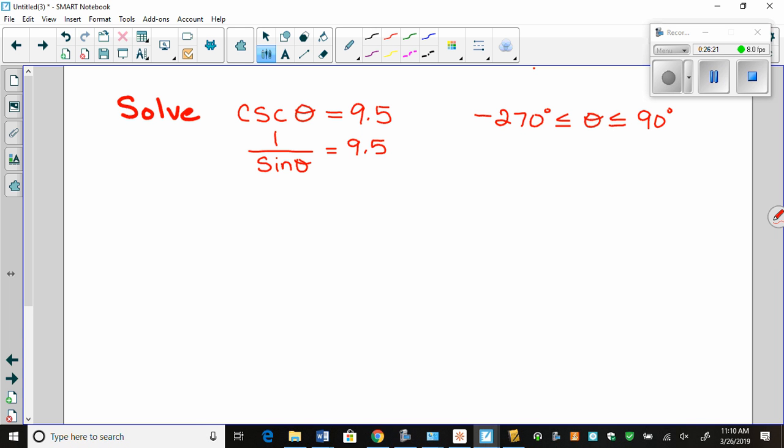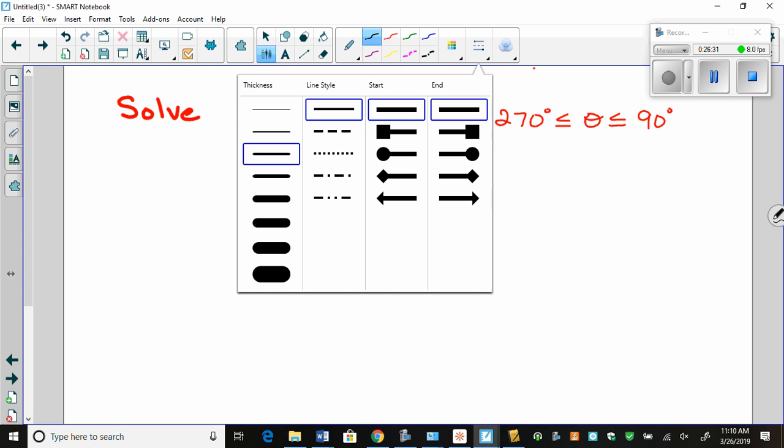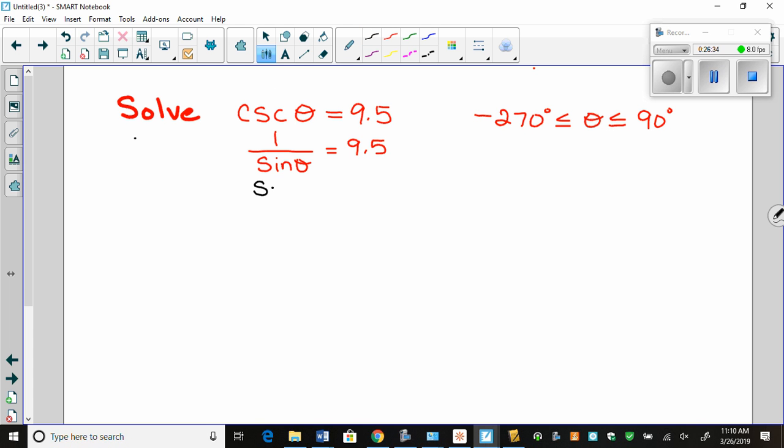I need to get sine by itself. So what can I do? I can bring the sine theta up, and I can bring the 9.5 down. So I bring the sine theta up, and I bring the 9.5 down. I multiply the sine theta up, and I divide the 9.5. So I get sine theta equals 1 over 9.5. Now can I solve it just like I did before? Yeah, back to the three steps. Did that make it super complicated? No.